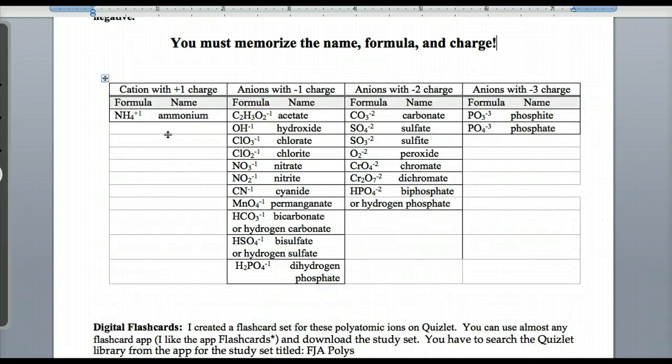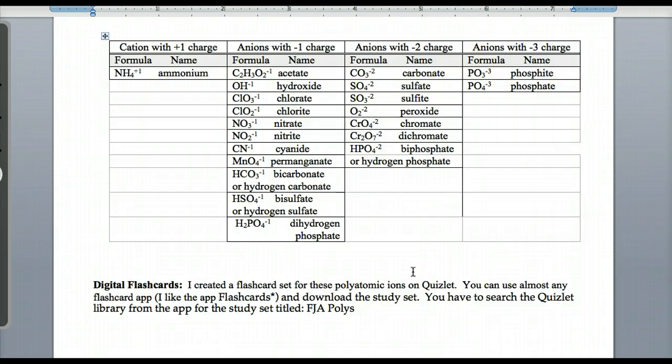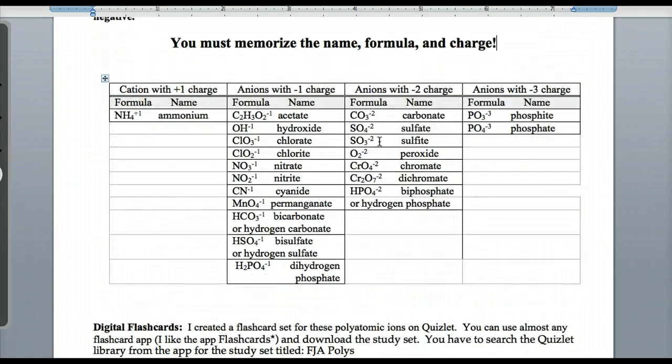If you're going to use an old-fashioned memorization technique like flashcards, I've set up a flashcard set called FJA Polys at Quizlet. It would be a little bit of a task to memorize all 21 of the charges, the name, and the formula. You need all three things: the formula with the charge, and the name.